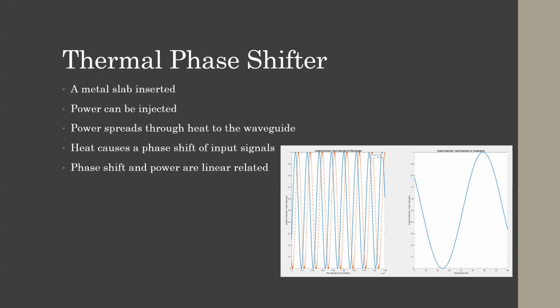For thermal phase shifters, a metal slab is first inserted far above the waveguide, and then power can be injected into the metal slab. The power from the slab spreads heat through the waveguide, and then the heat will cause a phase shift of input signals. The phase shift and power are linearly related, which you can see in the graph. In the next slide, we'll show a bigger graph of it.